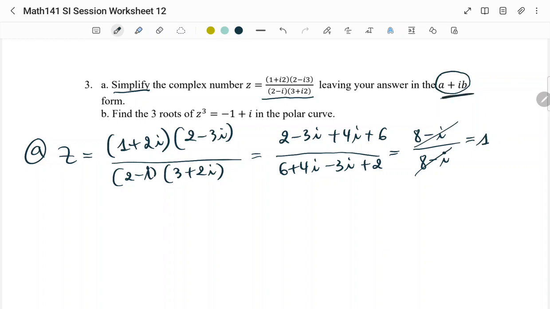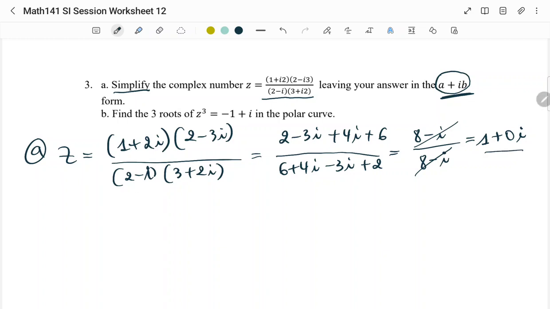But remember, we are asked to leave it in this form, so that is just 1 plus 0i. So it's a complex number with the real part being 1 and the imaginary part being 0. Okay, so that's how you would describe it.